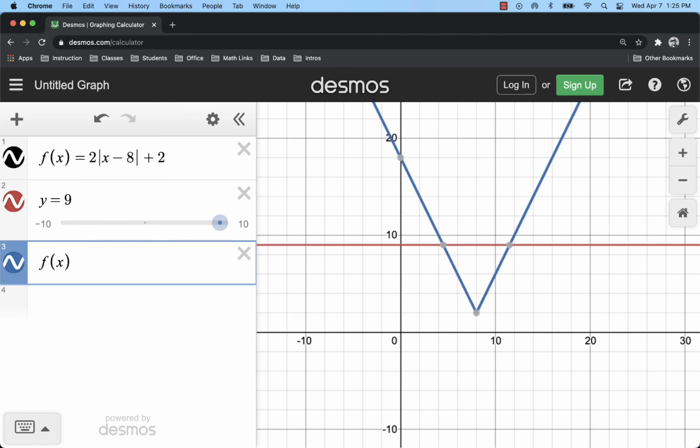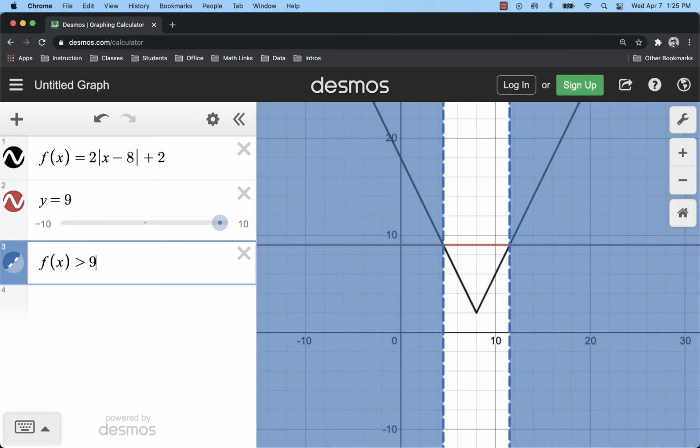And now I'm going to put the full inequality back in. This time I'll use that f of x that I already defined. So you can see everything meets up perfectly.